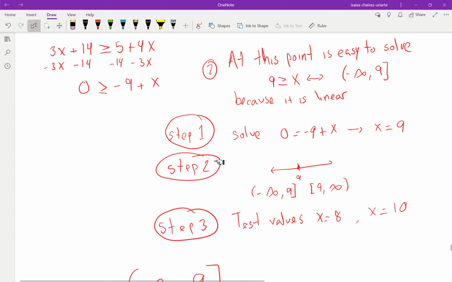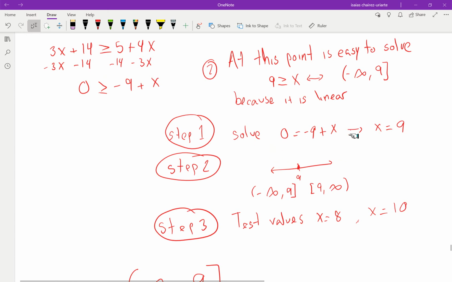Step 2 says to plot the solutions on a number line. Okay, so I have my number line, I have plotted 9. And right now I have bigger than or equal. This type of inequality says that I am including the value 9 in my solutions. So there's going to be brackets involved, and this is a solid dot right here.